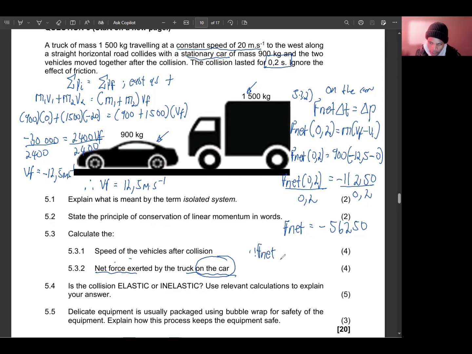So net force, remember, is a vector, guys. It has both magnitude and direction. So this is supposed to be 56,250 newtons. To which direction? West, because of the negative there. So make sure that you indicate even the direction, because net force is a vector quantity. Okay, so that's how you would tackle your 5.3.2 right there.